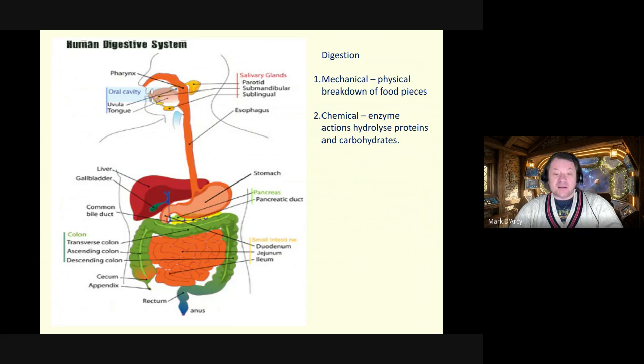The small intestine consists of the duodenum, jejunum, and ileum. The large intestine consists of the transverse colon, the ascending colon, the descending colon, the cecum, and the appendix. We also have the rectum and anus. Accessory organs involved in digestion are the liver, the gallbladder, and the pancreas. These connect via the bile duct and the pancreatic duct into the small intestine.